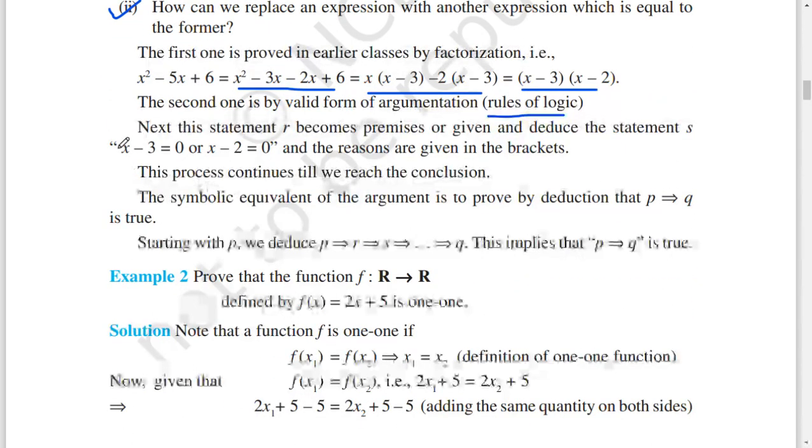Next, this statement R becomes the premise or given, and we deduce the statement x minus 3 equal to 0 or x minus 2 equal to 0, and the reasons are given in the bracket. This process continues till we reach the conclusion. The symbolic equivalent of the argument is to prove by deduction that P implies Q is true. Starting with P, we deduce P implies R implies S implies dot dot dot implies Q. This implies that P implies Q is true.